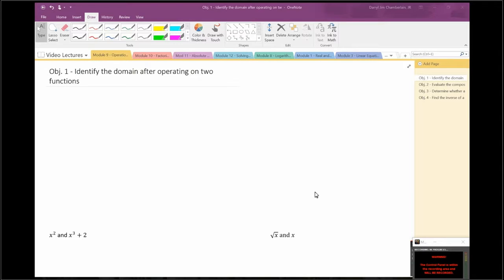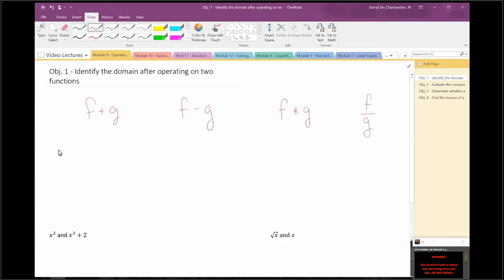Hello. In this video, we're going to start looking at operating on two functions. And what I mean by that is adding, subtracting, multiplying, or dividing functions.